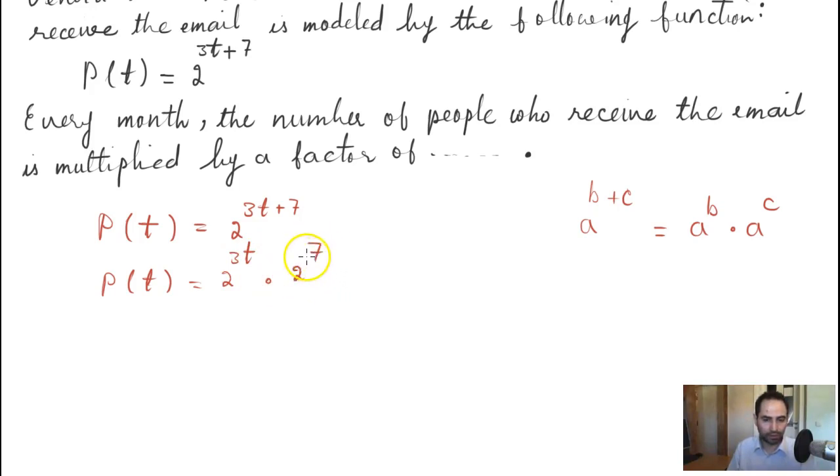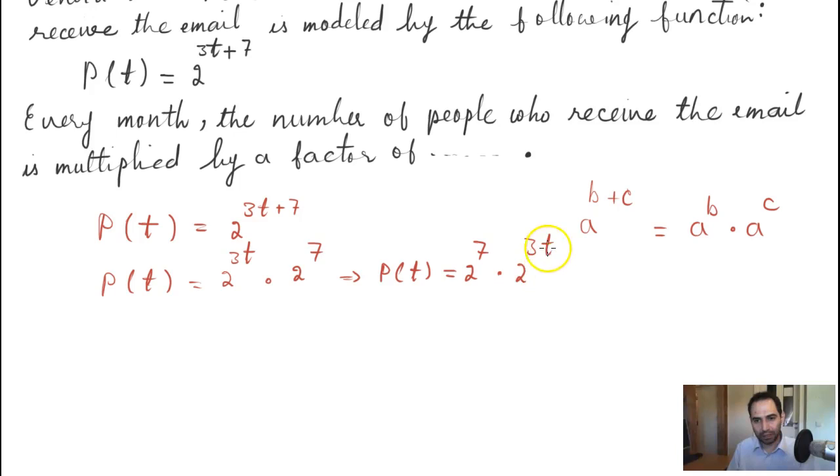So 2 raised to the power 7 is something which becomes your initial value of the function. So I rewrite this as p of t is equal to 2 raised to the power 7 times 2 raised to the power 3t. Now this is your initial value, whatever the value might be. 2 raised to the power 3t is the term that contains the variable, but I need only t here.